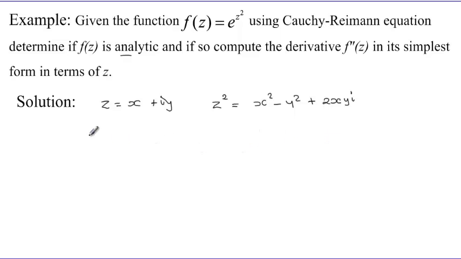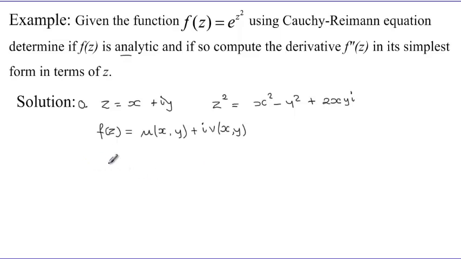Remember that if we're going to use the Cauchy-Riemann equations, we should first be able to express f of z in terms of the two variables x and y, given this way: f of z equals u of x, y plus the imaginary unit times v of x, y. This is our initial step, which I would like to label step 0.